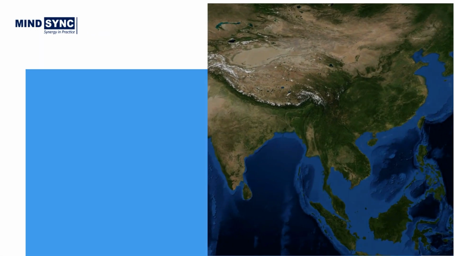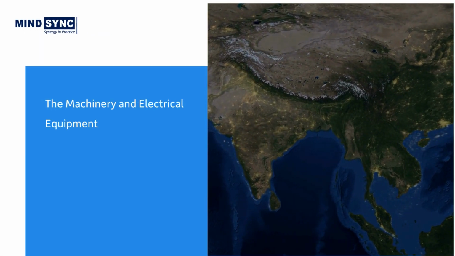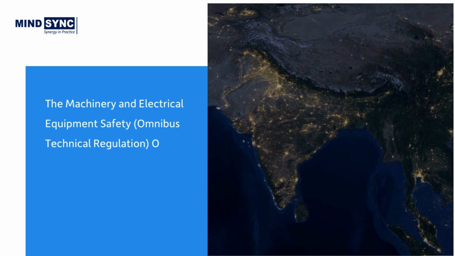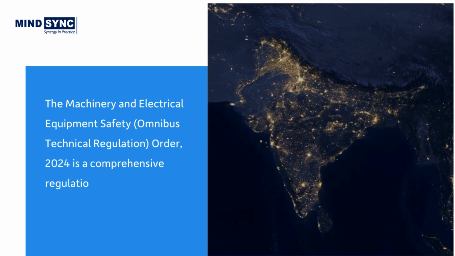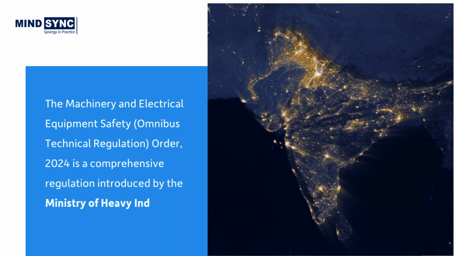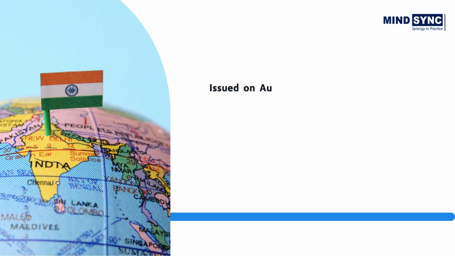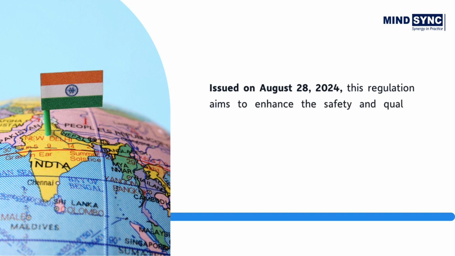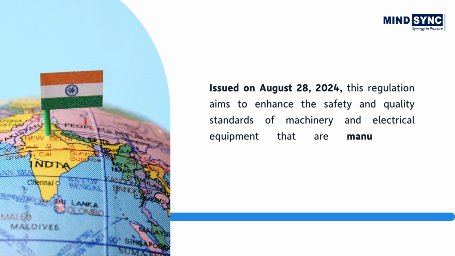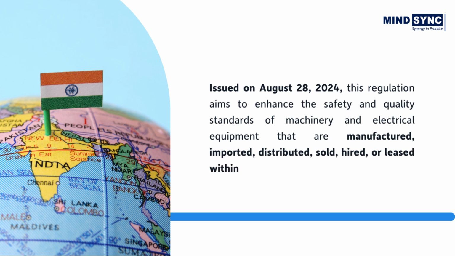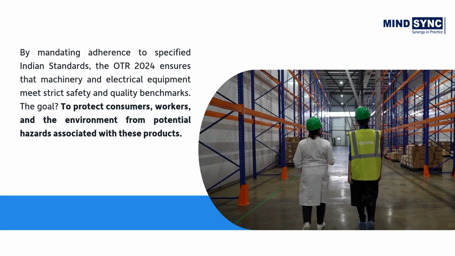The Machinery and Electrical Equipment Safety, Omnibus Technical Regulation, Order 2024 is a comprehensive regulation introduced by the Ministry of Heavy Industries, Government of India, issued on August 28, 2024. This regulation aims to enhance the safety and quality standards of machinery and electrical equipment that are manufactured, imported, distributed, sold, hired, or leased within India, by mandating adherence to specified Indian standards.